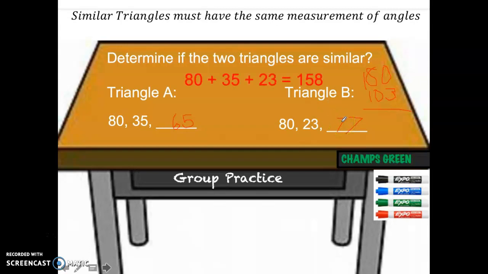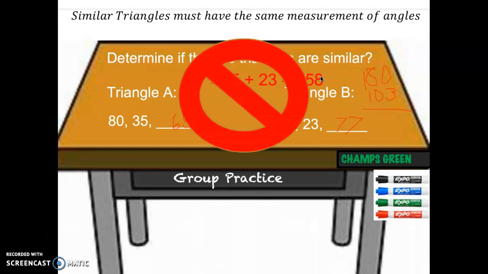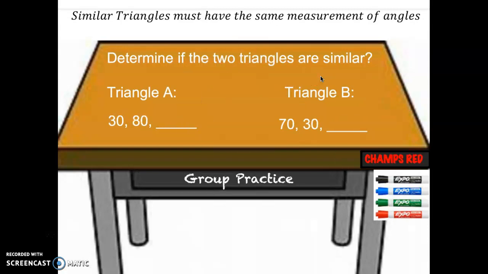Another thing you can do is add all angles together, because if these were congruent, the 23 will go here, and you see if they're 180. There's multiple ways to do this. These are not similar. In this case, again, I can add the 70 over here and see if they're 180. And in this case, they are. So then these would be similar.